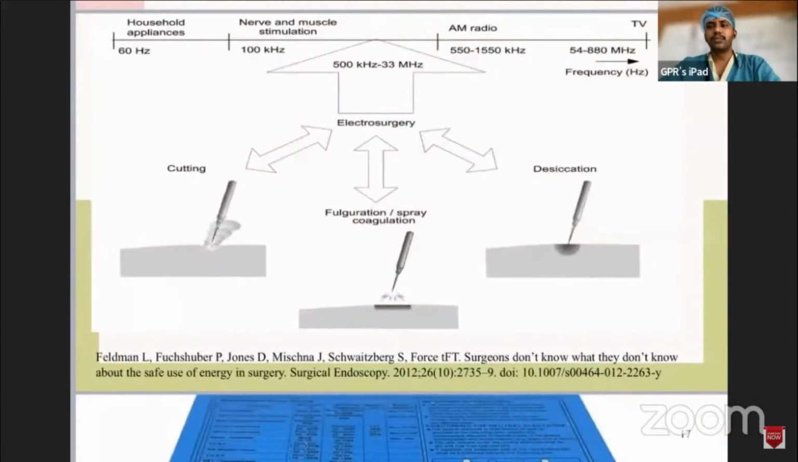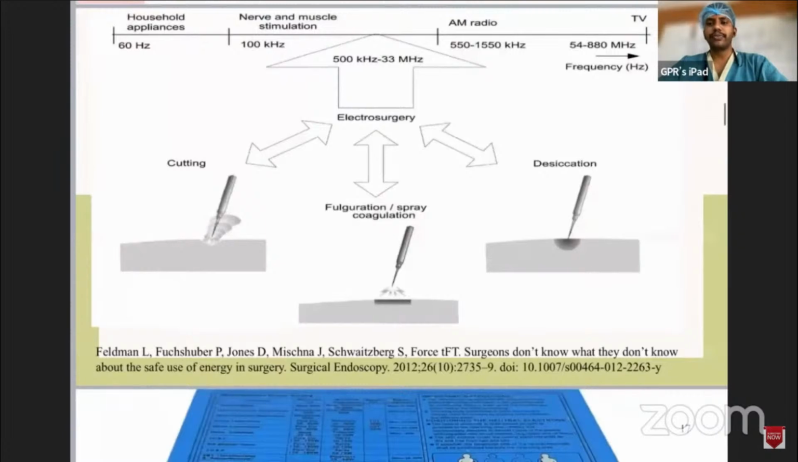So these are the various cycles of current we use. Household activity uses 60 cycles per second, whereas what we use in our electrosurgical or cautery unit is around 300 kilohertz to 500 kilohertz of current.